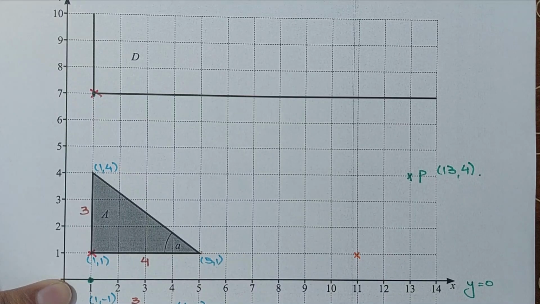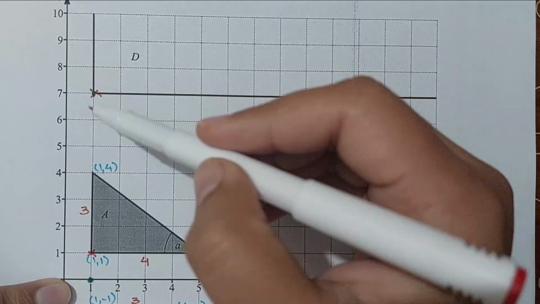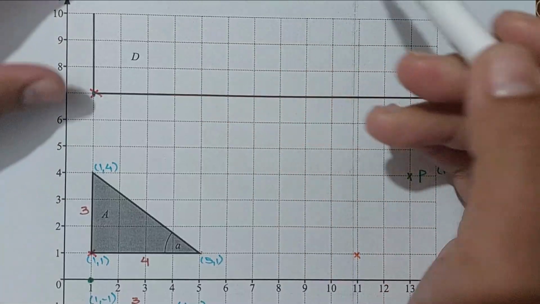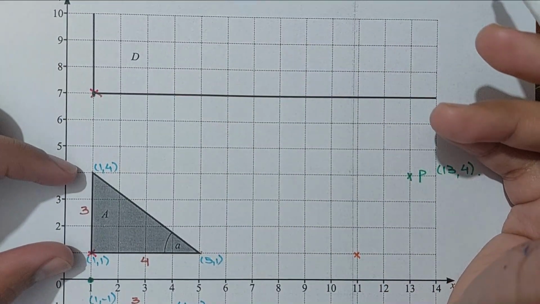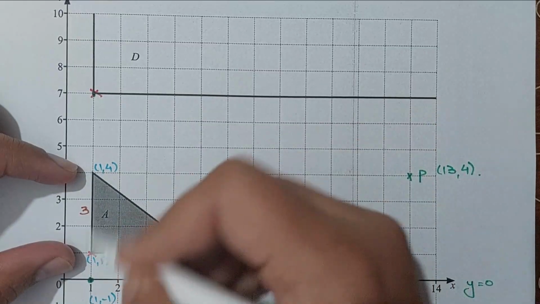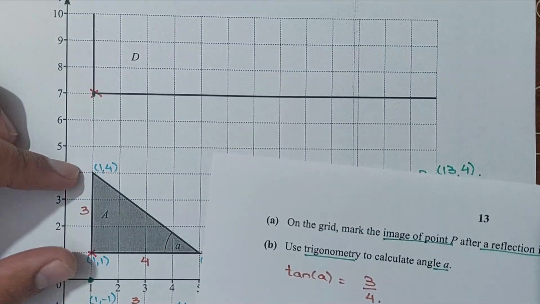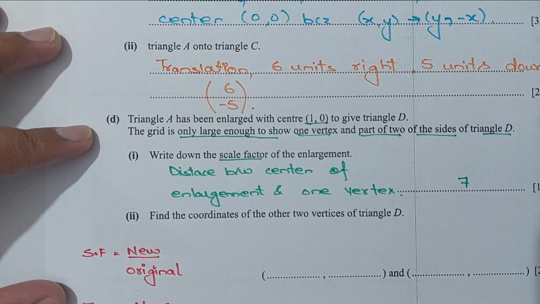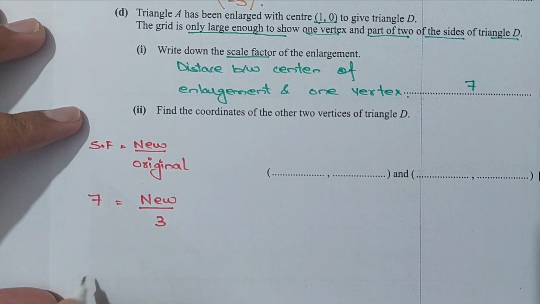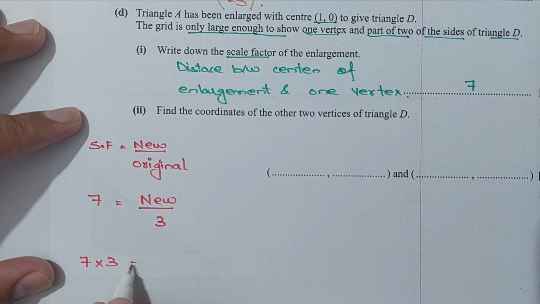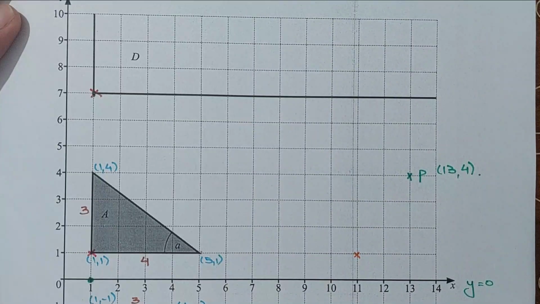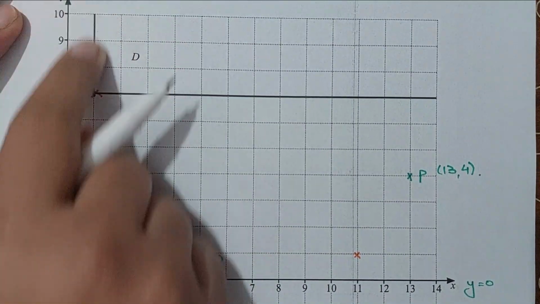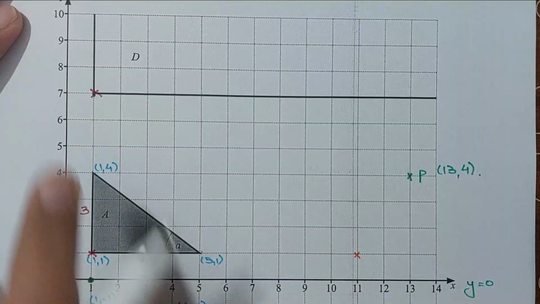And in actual, the scale factor has a formula. For the new shape, just take one side of the new divided by one side of the original. So one side of the original is 3 if we fix this vertex. So this side is 3. Okay, so 7 times 3, this would be the new. 7 times 3 is 21. So this side length is 21.